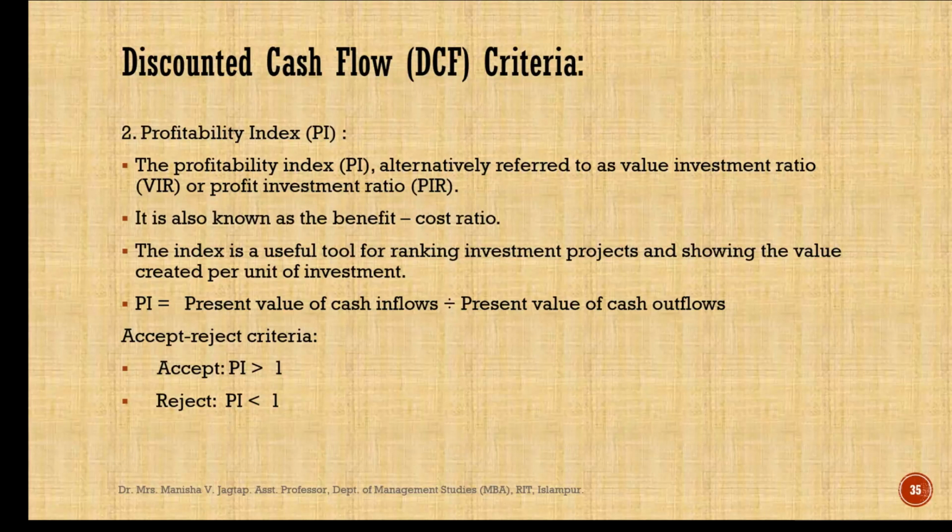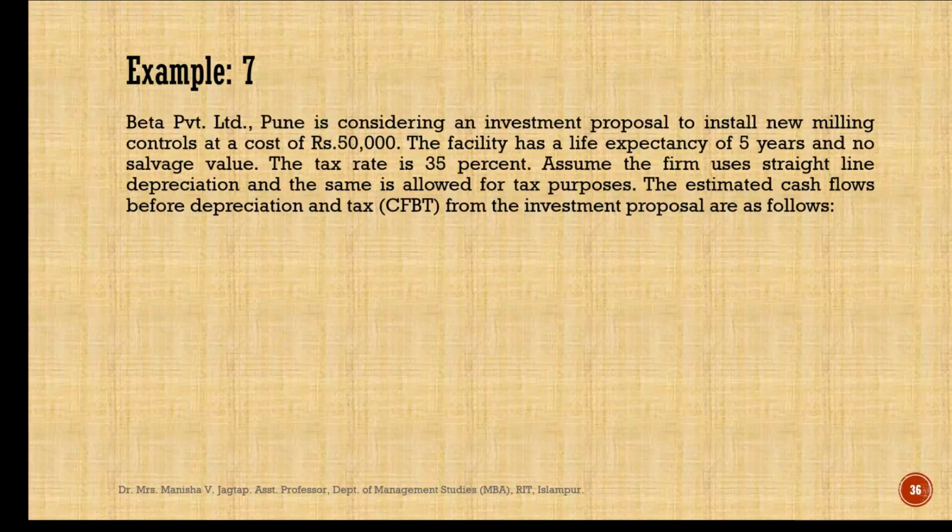So let us start with an example where we will see how to calculate net present value and profitability index of a particular project. Beta Private Limited, Pune is considering an investment proposal to install new mailing control at a cost of rupees 50,000.